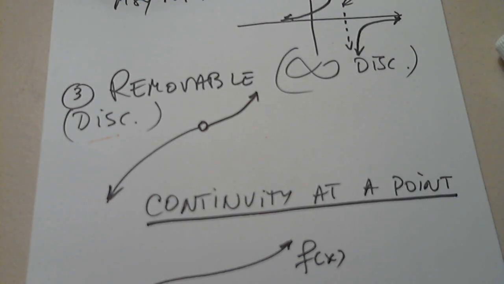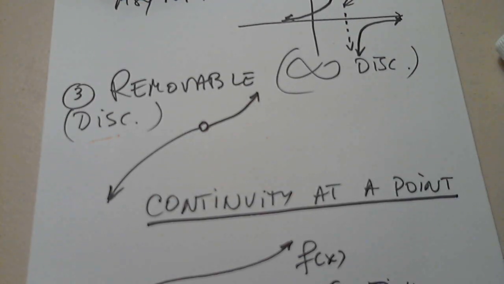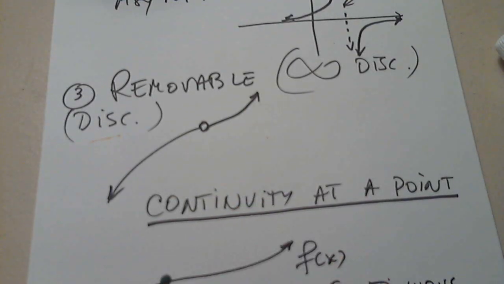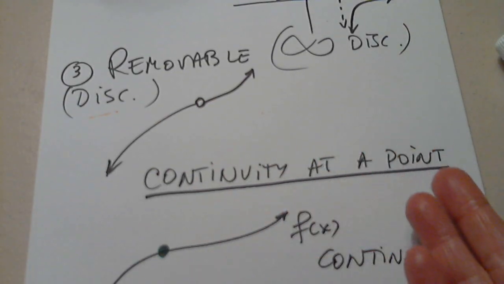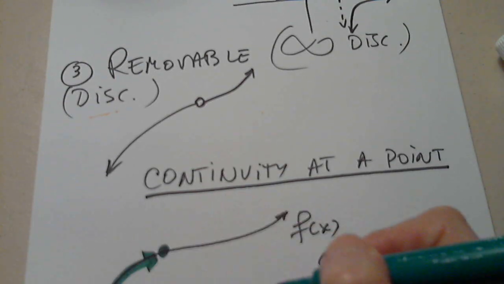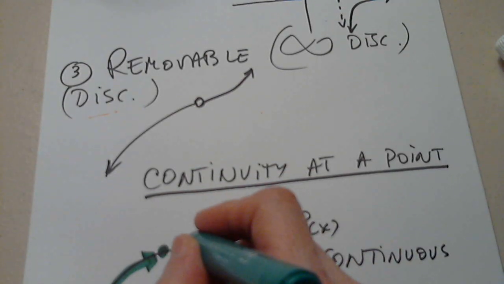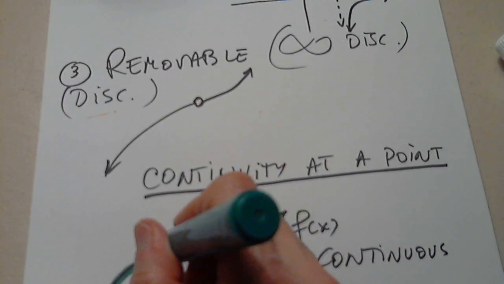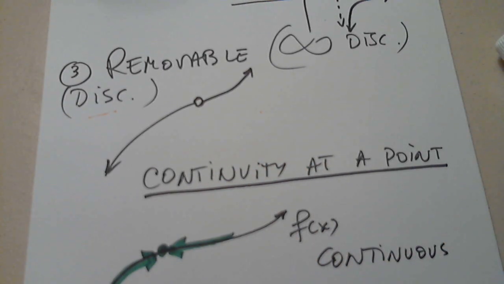Looks continuous. Continuous everywhere. Perfect. Now let's take a look at the point anywhere on the graph of this function. Let's say here. For a function to be continuous at this point, the limit from the left, the limit from the right, and the function value at that point all have to exist and be equal.